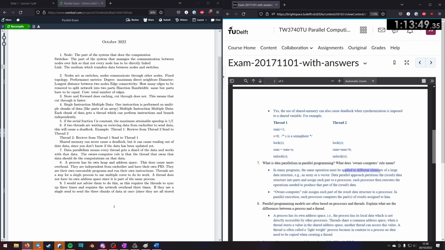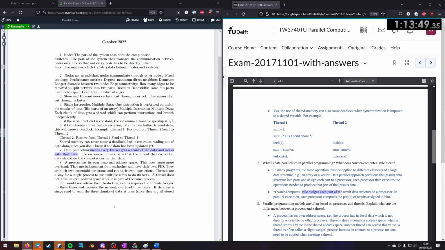What is data parallelism? The same operator must be applied to different sets of a large structure. Data approaches partition the same parts, each part to a processor. We said that part. Yeah. I think this part we got, because we said every thread gets a shard of the data and works with that data. They said it a bit better, but whatever.